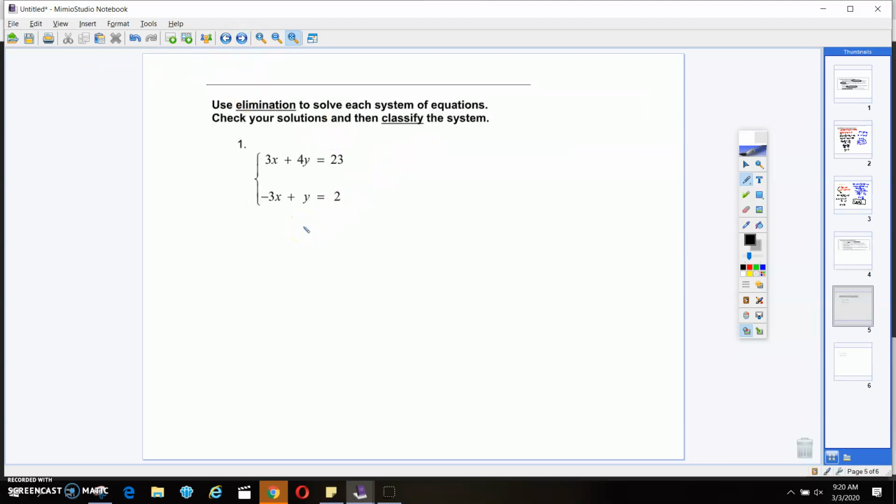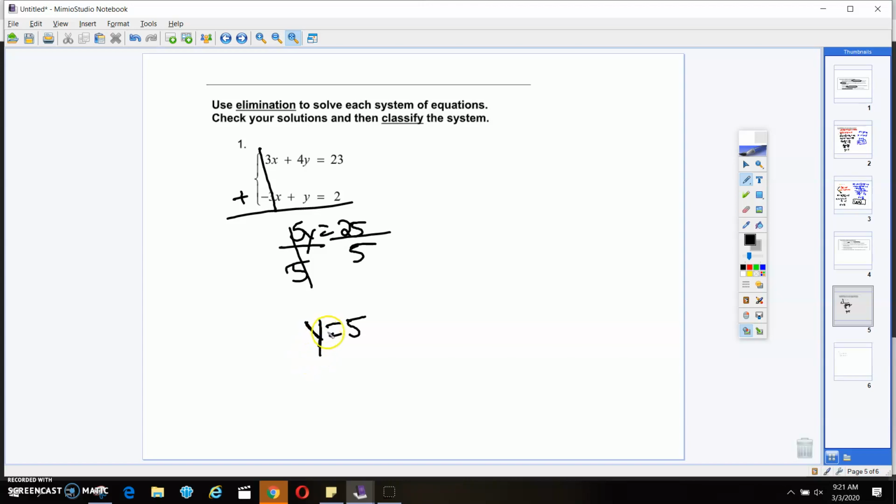All right, so on this first question, what you're going to see is this 3x and this negative 3x, right? So we're going to add these two equations together. Okay, so 3x plus negative 3x, that's going to cancel out, right? So 4y plus y is going to give me 5y. 23 plus 2 is going to give me 25. Okay, so when we solve, we're going to divide by 5 on both sides. And so y is going to equal 5, right?